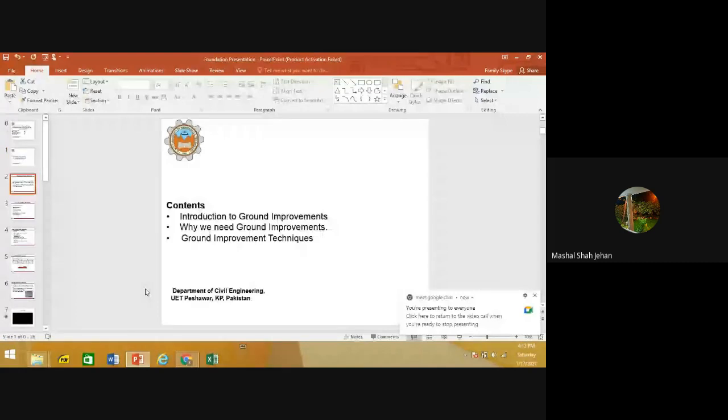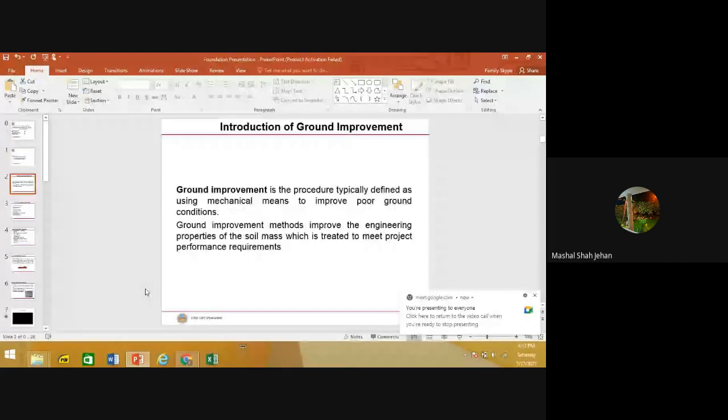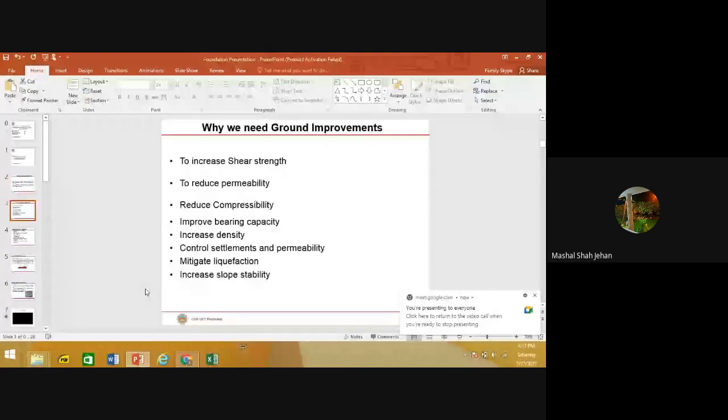So basically, ground improvement is a procedure typically defined as using mechanical means to improve poor ground conditions. Ground improvement methods improve the engineering properties of the soil mass, which is treated to meet project performance requirements. Then comes the question: why do we need ground improvement? It is needed in order to increase the shear strength, reduce the permeability, reduce compressibility, improve the bearing capacity of the soil, increase the density, improve settlement and permeability, mitigate liquefaction, and increase the soil stability.